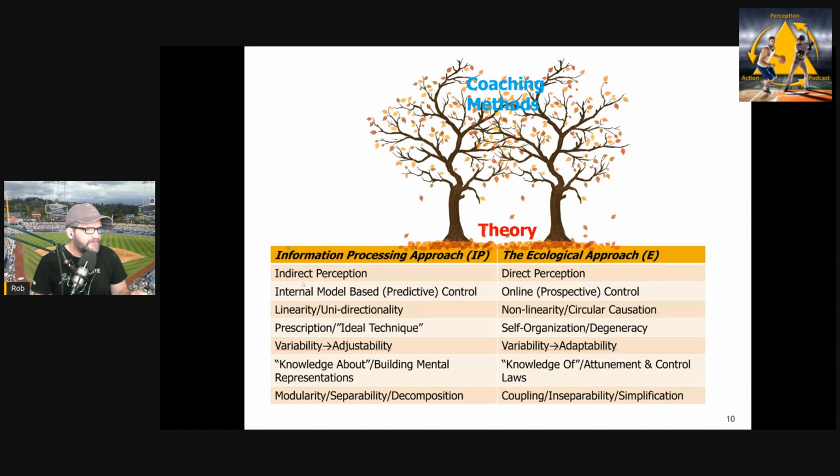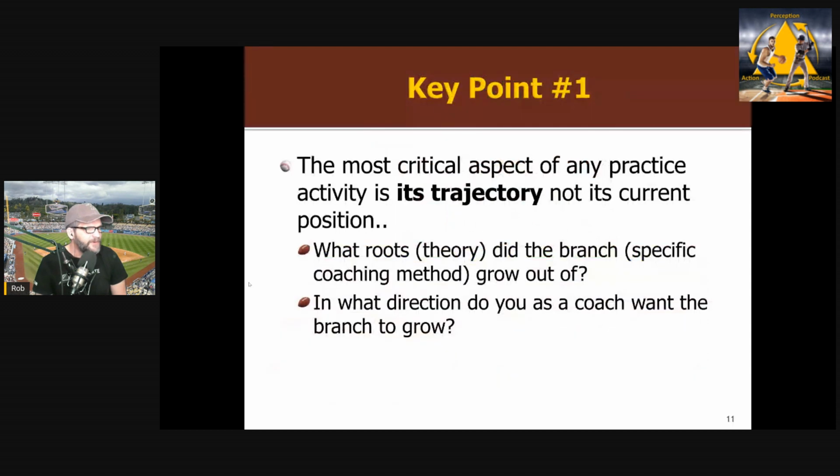So from this, I want to pull out some key points that I think are really important, okay? So the first key point, for me, I think this applies here and to all coaching methods, right? When we look at a practice activity, we need to assess it and understand it by its trajectory rather than its current static position, right? Another analogy: a practice activity is a snapshot of a big movie, right?